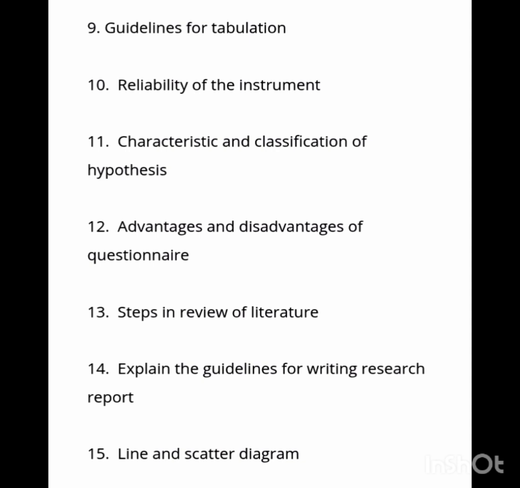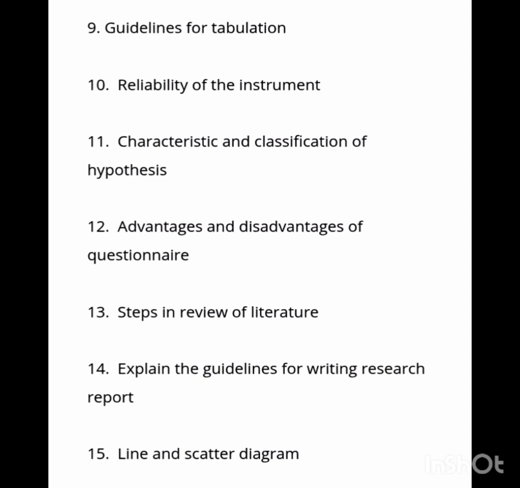simple hypothesis, complex hypothesis, directional hypothesis, non-directional hypothesis, null hypothesis and alternative hypothesis. Next question is advantages and disadvantages of questionnaire. So first question, we have discussed what is questionnaire, and here in this question they have asked about the advantages and disadvantages of questionnaire. So advantages are that the questionnaire is cost effective, gives fast results and comprehensive data also. And disadvantages include the low response rate, inflexibility, responses could be false, accessibility issues and neglected emotions. So these are the disadvantages of questionnaire.